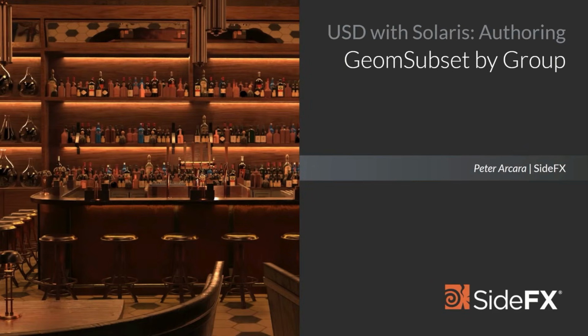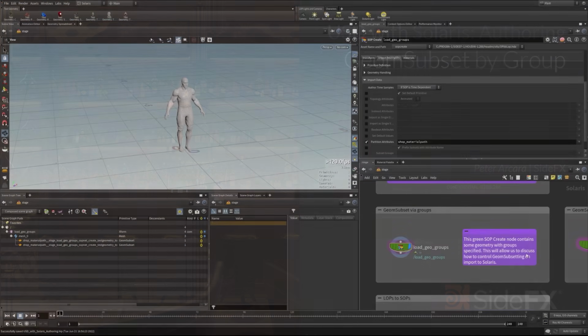Now, USD doesn't have the concept of groups or point, poly, edge selections or sets or anything like that that you might find in other software. So how do we link things like materials to portions of our geometry? All right, so we're in the geometry subset via groups portion of the demo file.